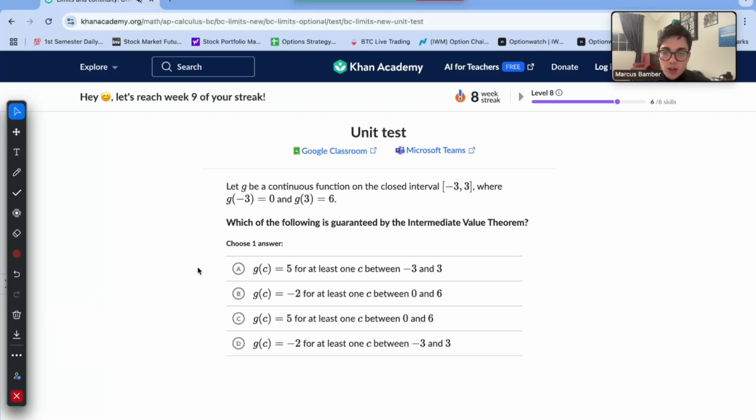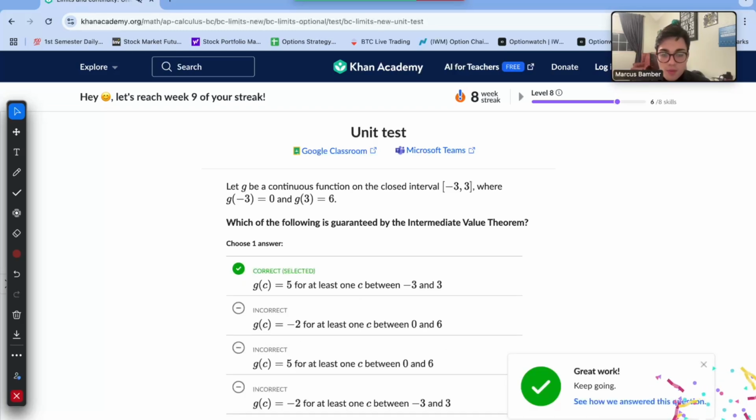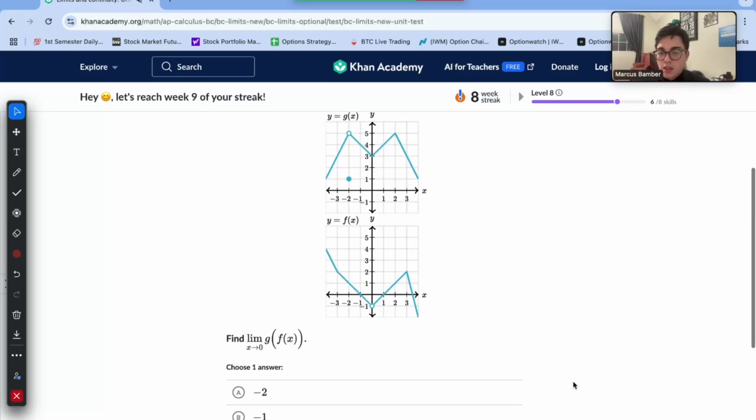Okay, moving on to question 26. Let g be a continuous function on a closed interval where g of negative 3 is 0 and g of 3 is 6. Which of the following is guaranteed? The Intermediate Value Theorem guarantees that there's a value between 0 and 6 across the interval from negative 3 to 3. So the value has to be between 0 and 6, which makes 5 valid. Negative 2 is not between 0 and 6. And then the x values must be between negative 3 and positive 3. So answer choice A is the only one that fulfills both those constraints. Don't let these types of questions confuse you.